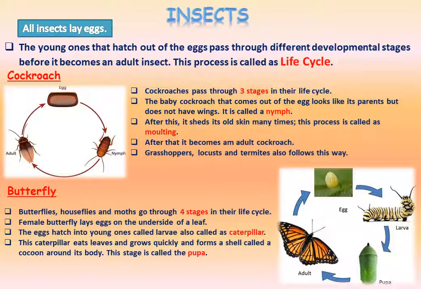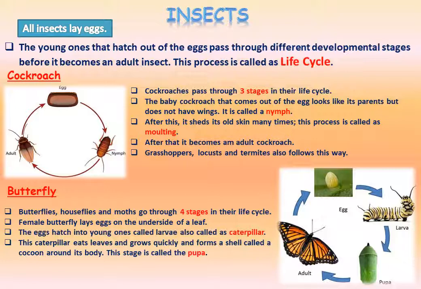Then the insect hatches out of the egg in the form of a larva. You can see the second image. That larva is also called a caterpillar. Caterpillar. So the second stage of a butterfly is called a larva. Then the caterpillar or larva eats leaves. They will eat plant leaves and grow quickly.